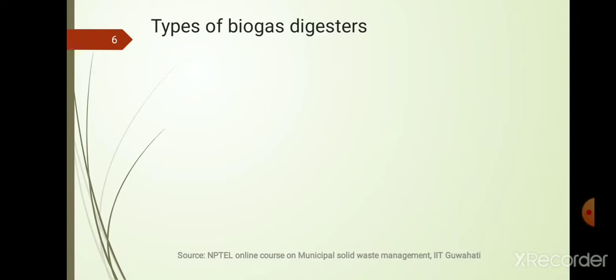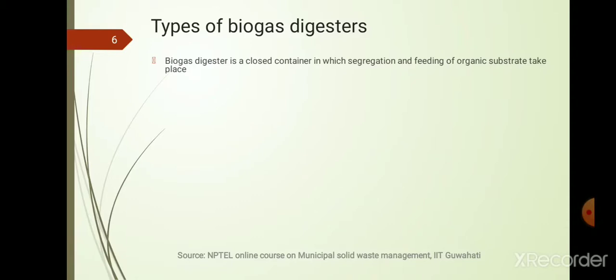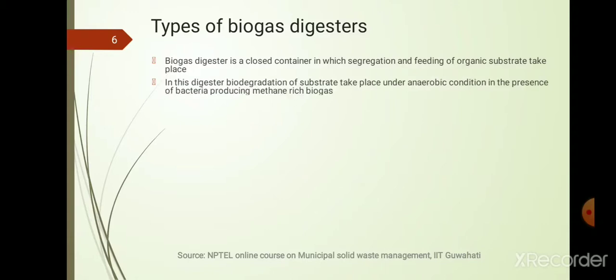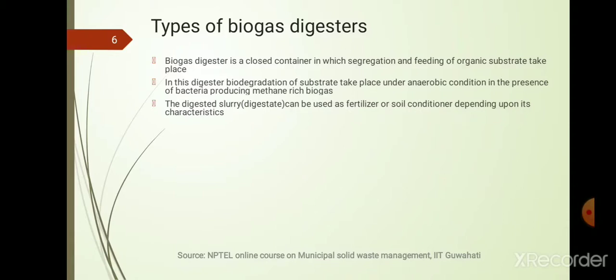Now we will discuss the different types of biogas digesters. So already we know what a biogas digester is. It is a closed container in which the segregation and feeding of organic substrate takes place. And in this digester, the biodegradation of substrate also takes place under anaerobic conditions in the presence of bacteria, producing a methane-rich biogas. The digested slurry can be used as a fertilizer or soil conditioner depending upon its characteristics.